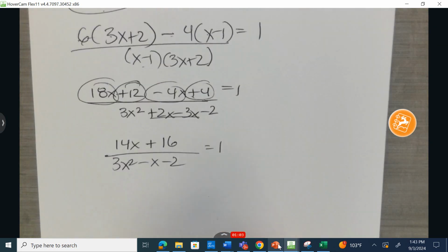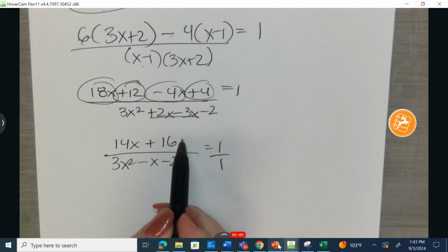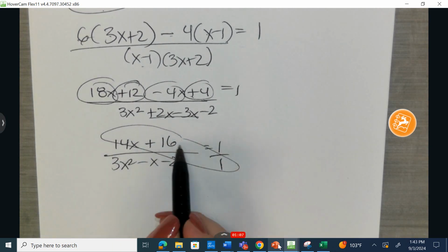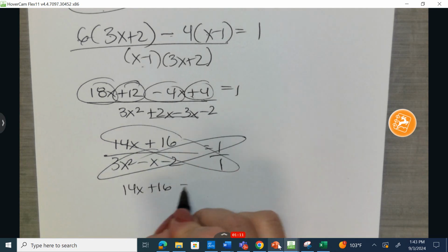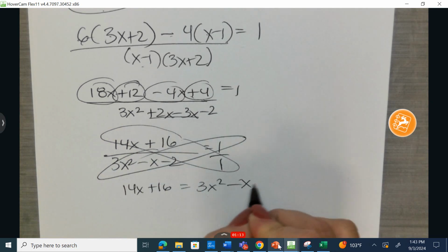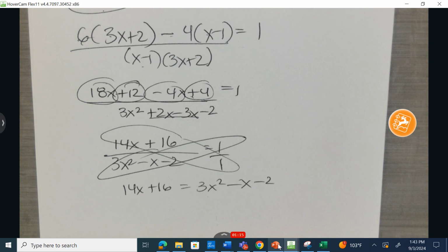How do we go about solving this? Well, one way is to cross multiply. So when I take 1 times this quantity, I'm still left with 14x plus 16. Take 1 times this quantity, I have 3x squared minus x minus 2. Multiplying by 1 doesn't change anything. Let me grab a calculator.